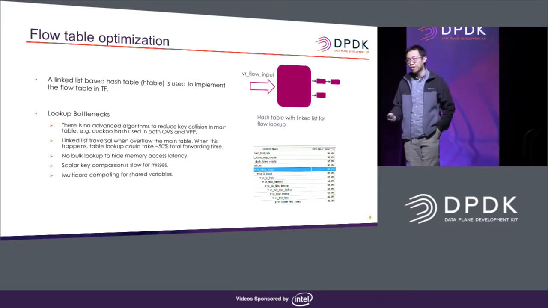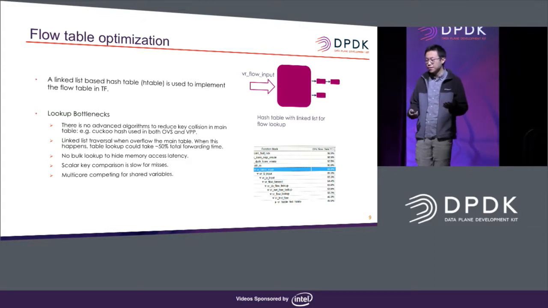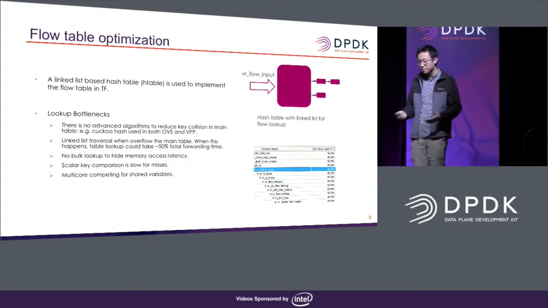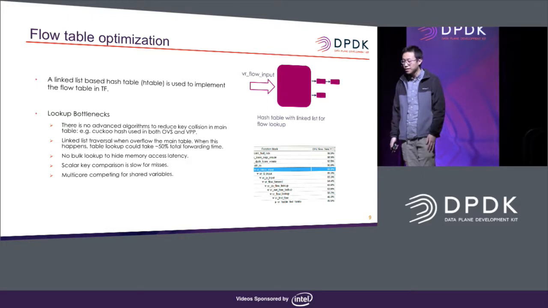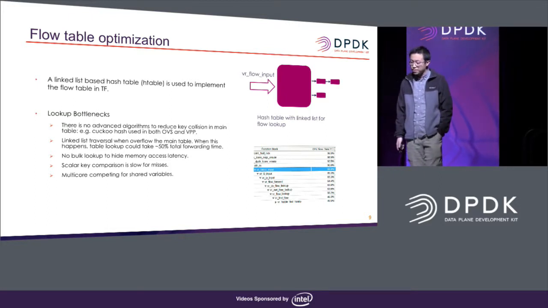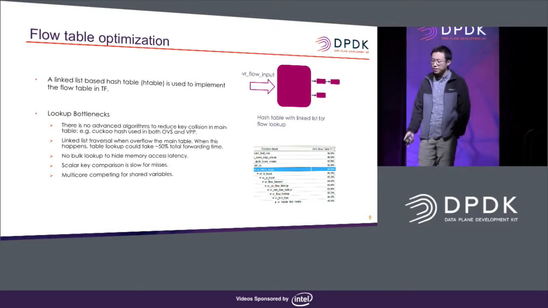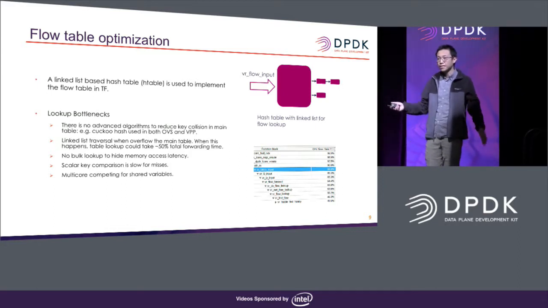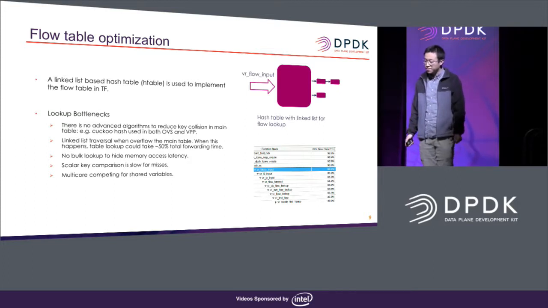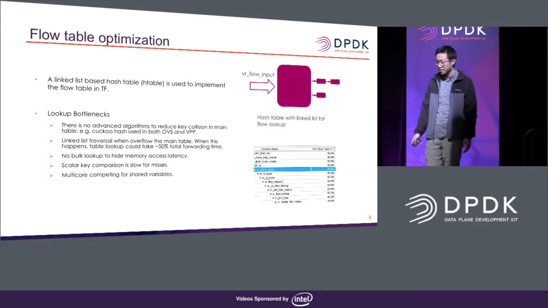The third one is there's no bulk lookup to hide the memory access latency. We all know that with bulk lookup you first reduce the function call overhead, and you can also overlap the memory access and computation of different packets. The fourth one is scalar key comparison. The key could be very long, tens of bytes, and comparing keys is pretty costly. And multi-core could compete for shared resources. That's another bottleneck.